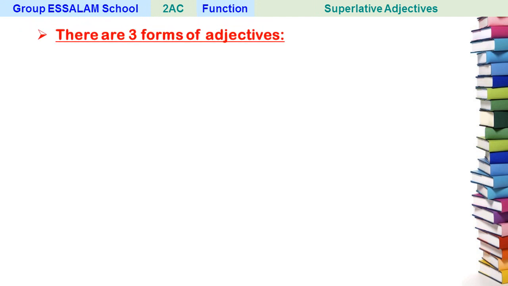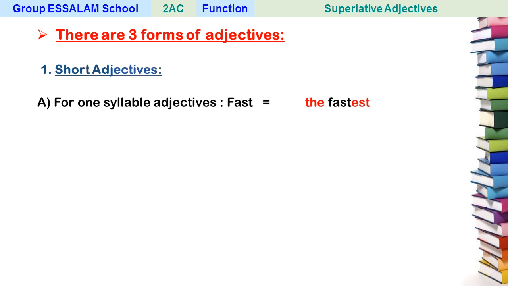Now, let's move into the forms of the adjectives. So there are three forms of adjectives. The first form is short adjectives. So we have seen this also in the comparative: short adjectives, long adjectives, and irregular adjectives. Now also with the superlative adjectives, we have three forms. First of all, short adjectives. As you still remember, short adjectives contain one syllable or two. That's it. So let's start with the first one, for one syllable adjectives.